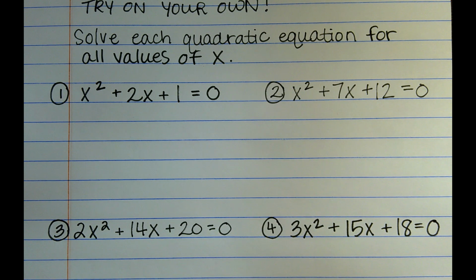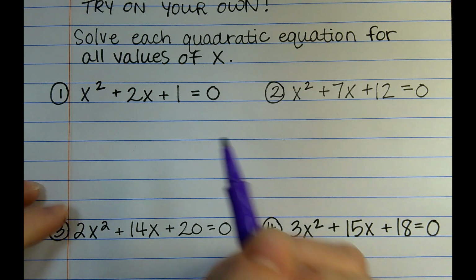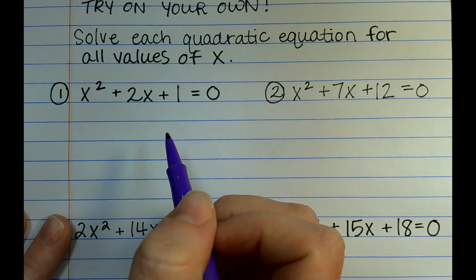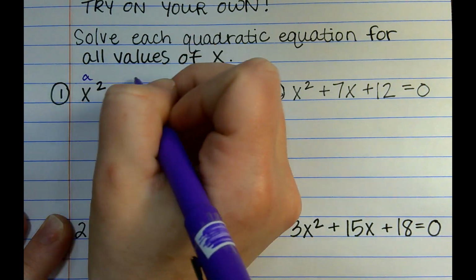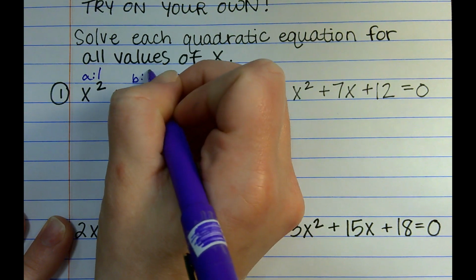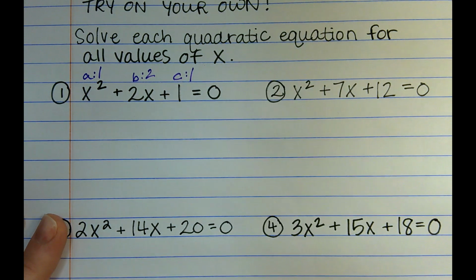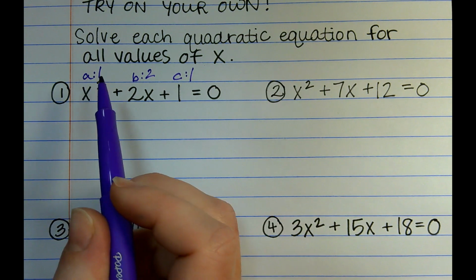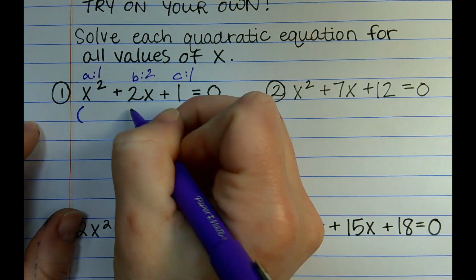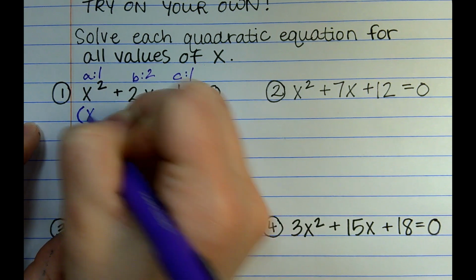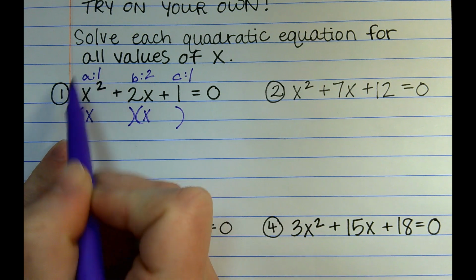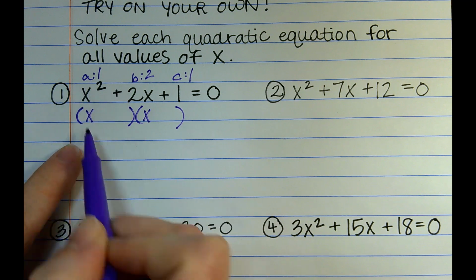X squared plus 2x plus 1. We want to factor first. What should we do? How do we start? A, B, and C. My A is 1, my B is 2, my C is 1. So when your A is 1, what do those factor pairs look like? Yeah, we have 2 sets of parentheses where the first term is x, because we want the first terms to multiply to our first term of the quadratic equation, x squared. So x times x is x squared.